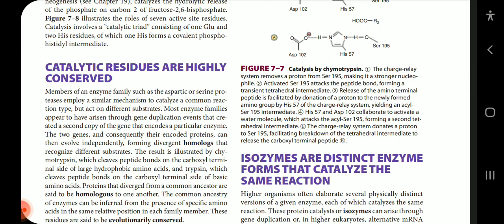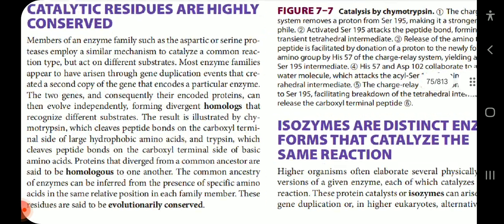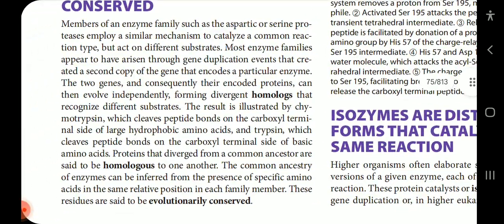Next topic is catalytic residues are highly conserved. Members of an enzyme family, such as the aspartic or serine proteases, employ a similar mechanism to catalyze a common reaction type but act on different substrates. Most enzyme families appear to have arisen through gene duplication events that created a second copy of the gene that encoded a particular enzyme. The two genes and consequently the encoded proteins can then evolve independently, forming divergent homologues that recognize different substrates.